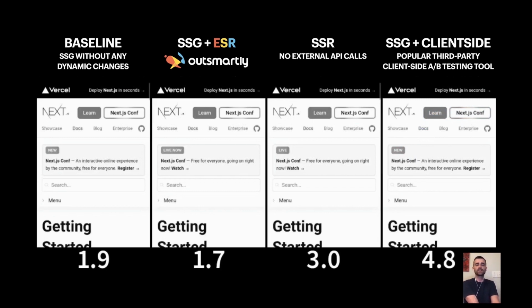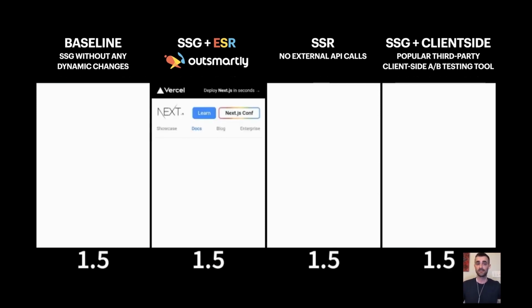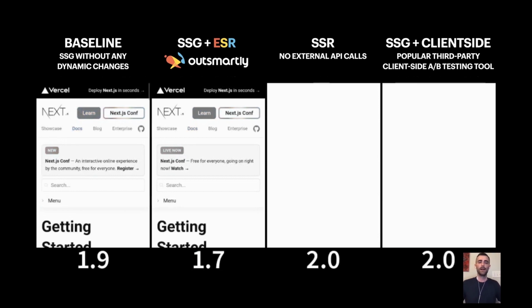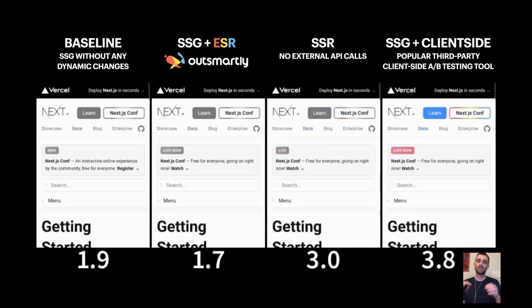So let's actually run this one more time, but we're going to slow it down. That way we can actually pay attention. We'll see that the edge slice re-rendering from Outsmartly actually goes first. It actually beats the baseline just a little bit, just by a hair. And then the server-side rendering is not far behind. But what I really want you to pay attention to is the last one, the popular third-party client-side tool. You'll notice that it comes in correct, but then just shortly after, it's actually going to flash back to the original content right before it ends. And that happens a lot.